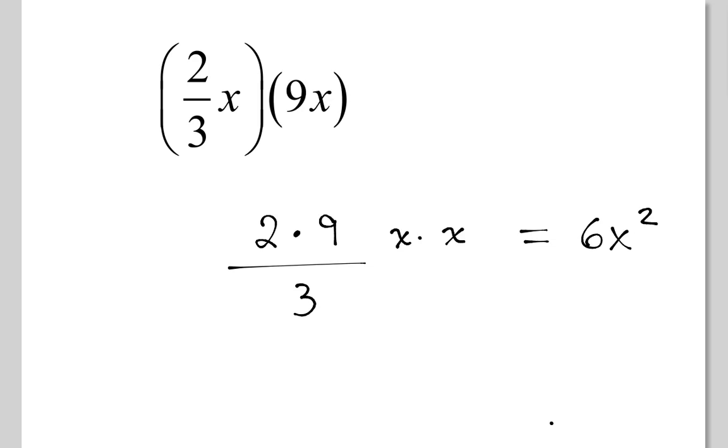Did I have to go that way? What's 9 divided by 3? 3. And then 2 times 3 is 6. So it doesn't matter the order, just as long as you do it properly. 6x squared is what you're looking for there. 2/3 of 9 is 6.